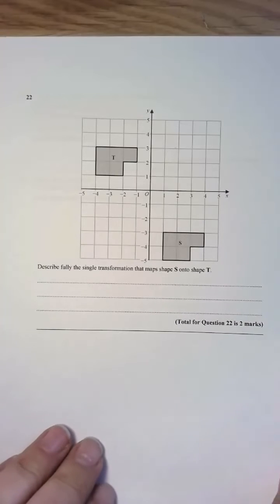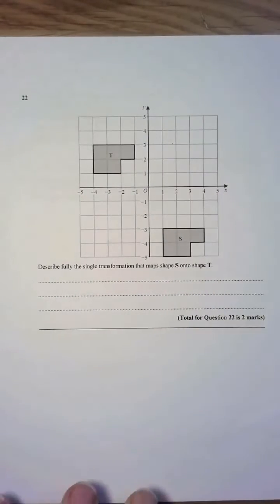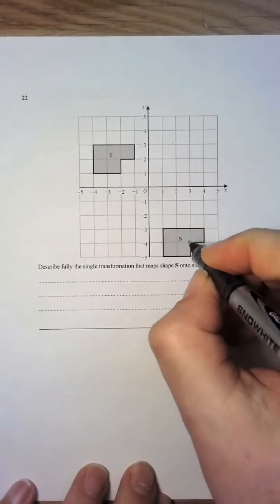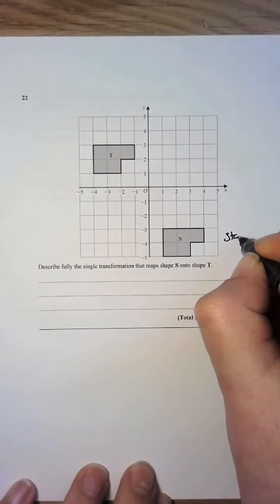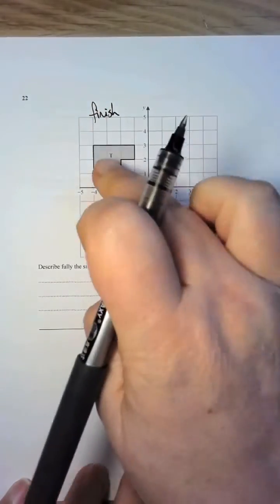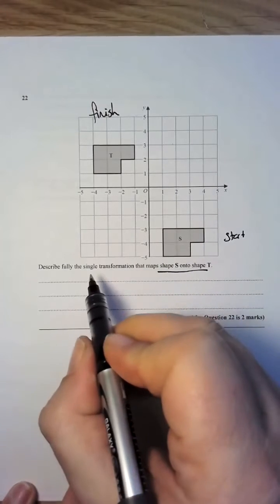Okay, this is a transformation question. What we're doing is taking shape S onto shape T. So this is where we start, and this is where we finish. Please don't get them the wrong way around. It says it in the question, use it.